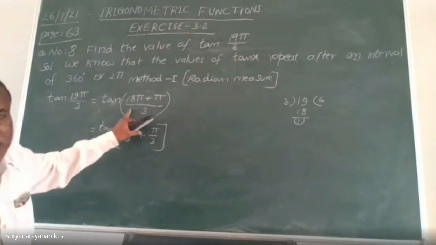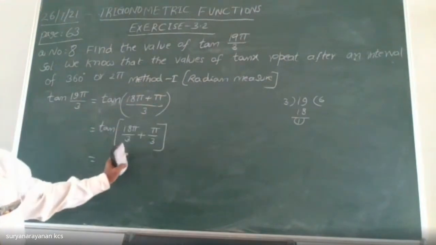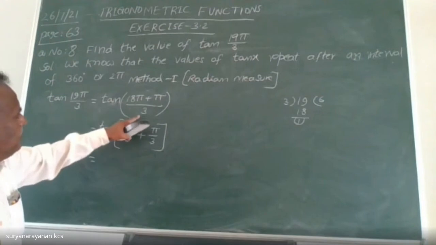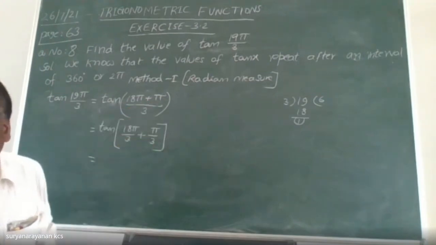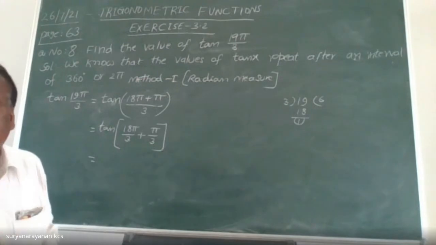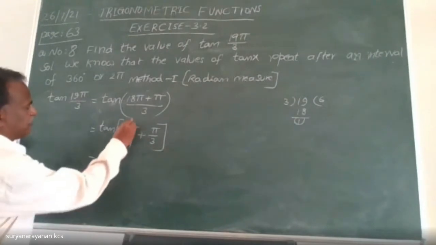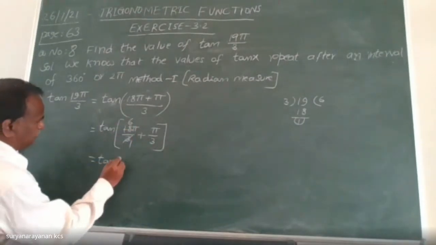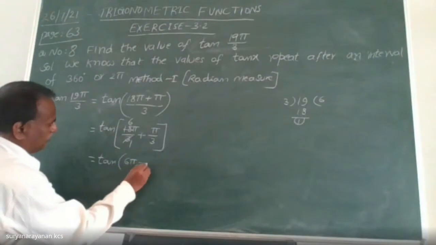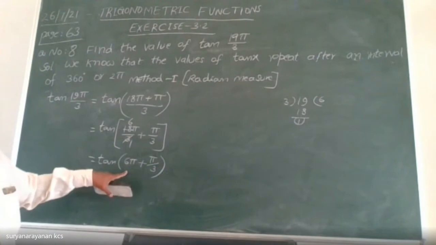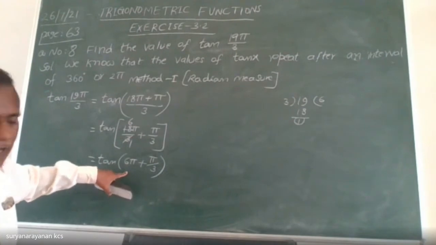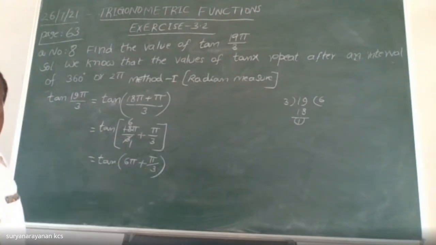Yes. Okay. Now again I am splitting this fraction into two fractions: 18 pi by 3 plus pi by 3. Understood this step? Mahima? Yes, sir. Now let us simplify: 3 one times, 3 six times. After simplification, we got within the brackets tan of 6 pi plus pi by 3.